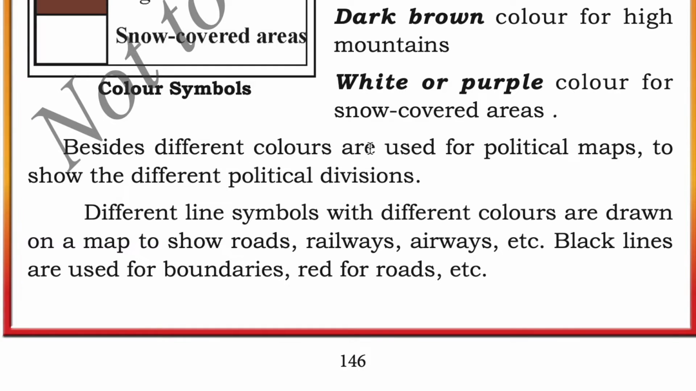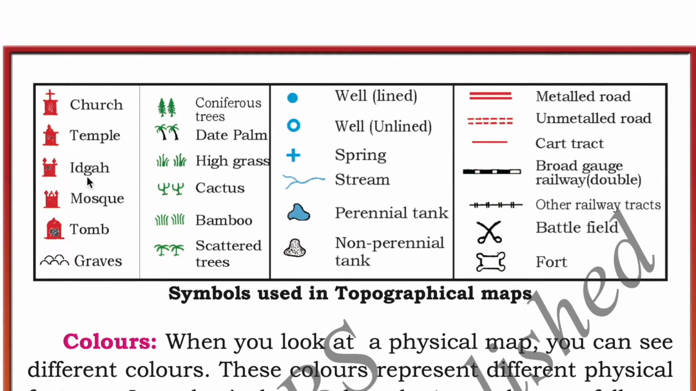Besides, different colors are used for political maps to show the different political divisions. Different line symbols with different colors are drawn on a map to show road, railways, airways, etc. Black lines are used for boundaries, red for roads, etc. So they're talking about these different symbols and the colors that have been given to them. Observe that although there is one common convention for widely known or widely used symbols such as boundaries, water areas, etc., you need to follow the legend given in individual maps for the rarely used symbols.